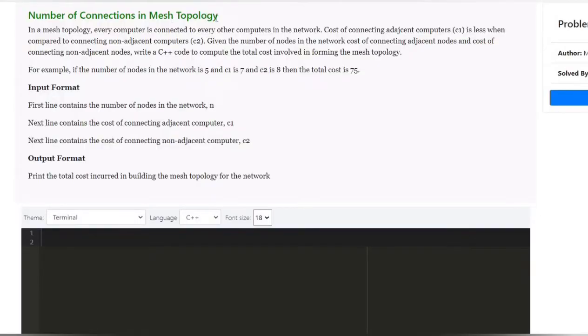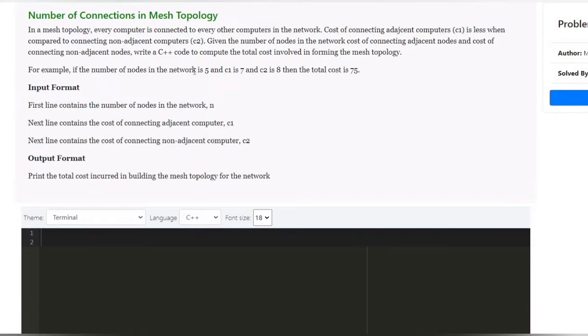So today's question is number of connections in mesh topology. I will explain the question. Basically, there are n number of computers arranged in a mesh topology order. If the computers are adjacent, the cost of connecting them is C1, and if the computers are not adjacent, the cost of connecting them is C2, and C1 is always less than C2. You need to simply find the total cost to connect all the computers.